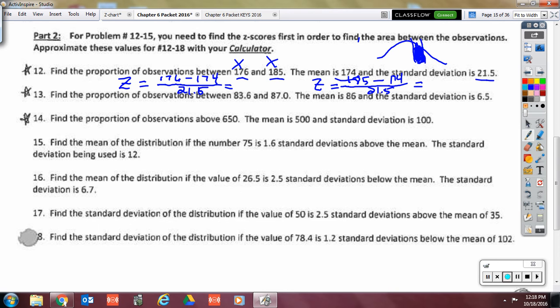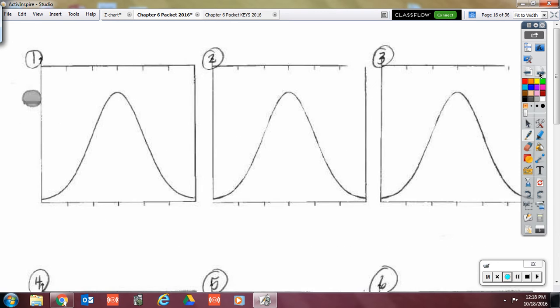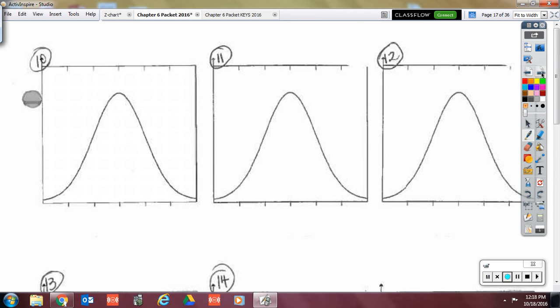Okay, this was number 12. Let me put this on here. Those end up being really, really close together. I think one of them's 0.093, one Z score, and then the other Z score is 0.5116 or something like that, 0.511.